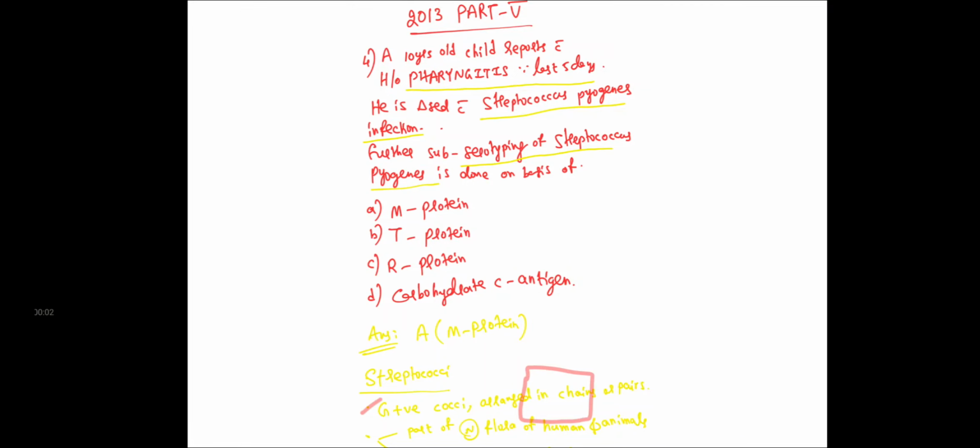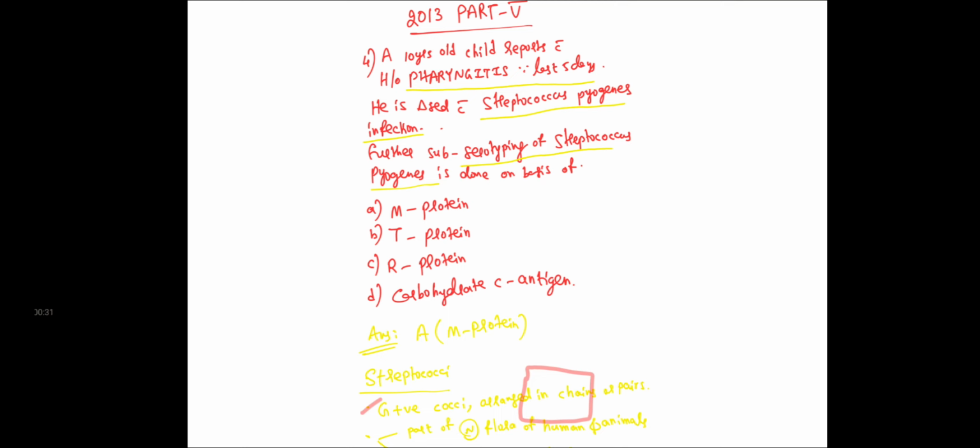A 10-year-old child reports with a history of pharyngitis since the last 5 days. He is diagnosed with a Streptococcus pyogenes infection. Further sub-serotyping of Streptococcus pyogenes is done on the basis of: option A, M protein; option B, T protein; option C, R protein; option D, carbohydrate C antigen. The answer is A, that is, M protein.